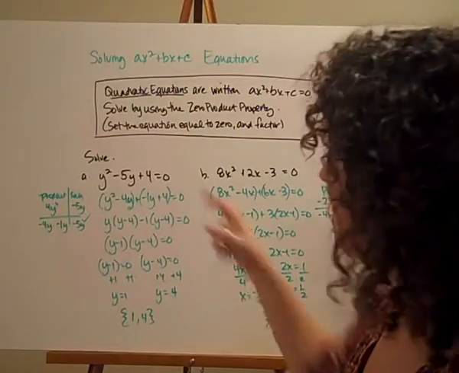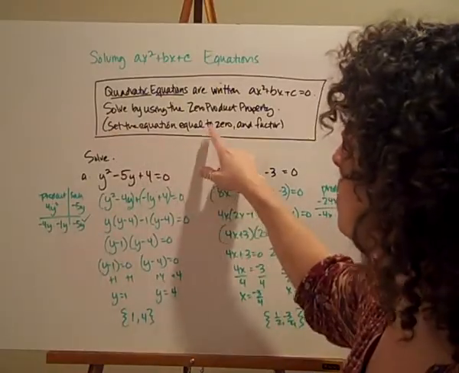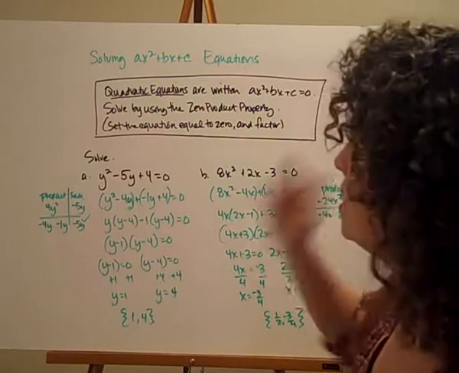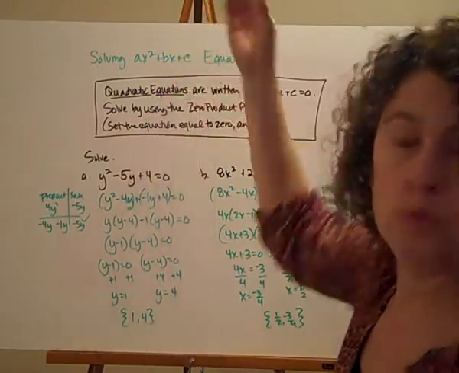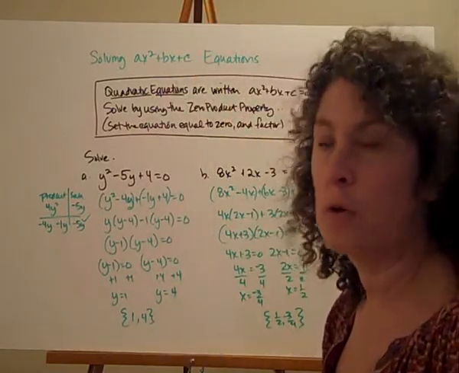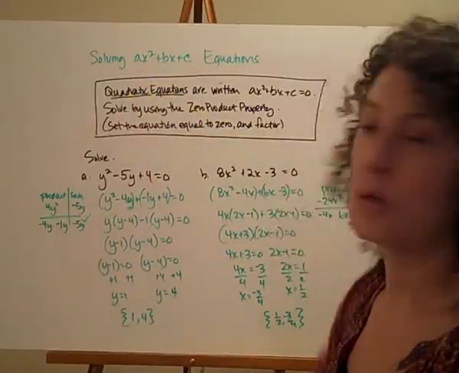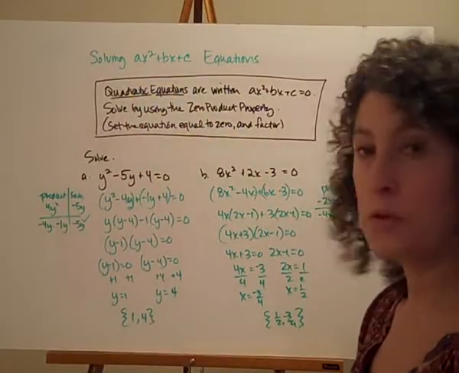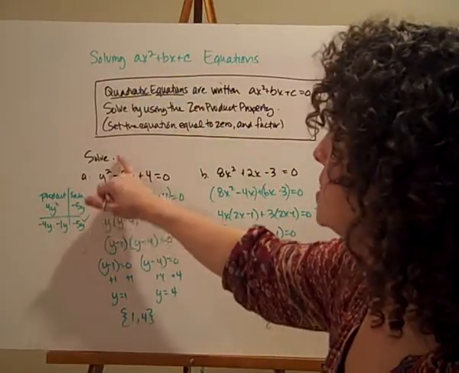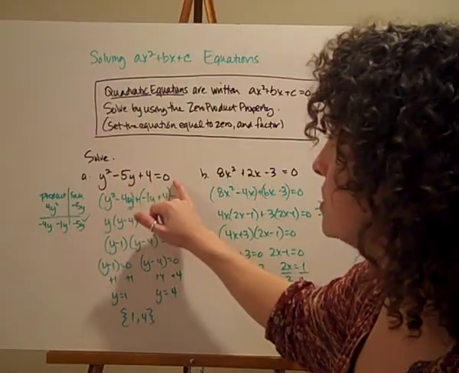We've already done that. And how do we do that? We set the equation equal to 0, and then we factor. So we're going to use the same steps that we did before, only now we have a new way of factoring a polynomial that looks like this form. So let's put it into play. y squared minus 5y plus 4 equals 0.